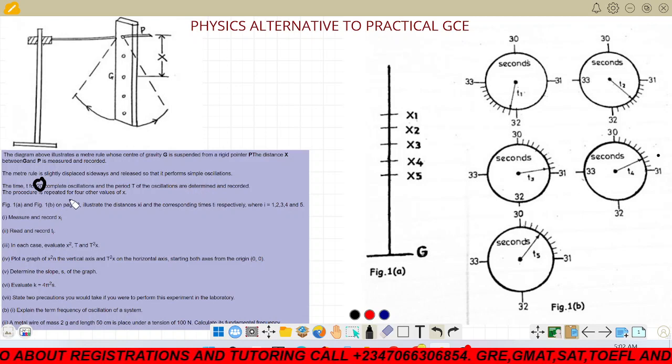Now, the procedure is repeated for 4 other values of X. Figure 1A, which is this one right here, and figure 1B, which is this one, illustrate the distances xi and their corresponding times ti, where i is 1, 2, 3, 4 and 5, to measure and record x1.